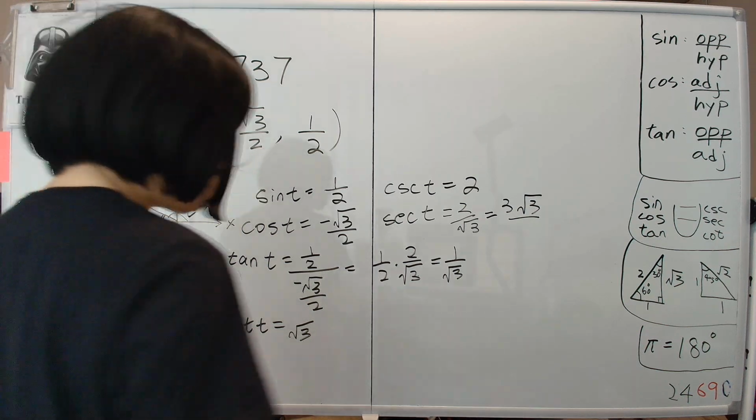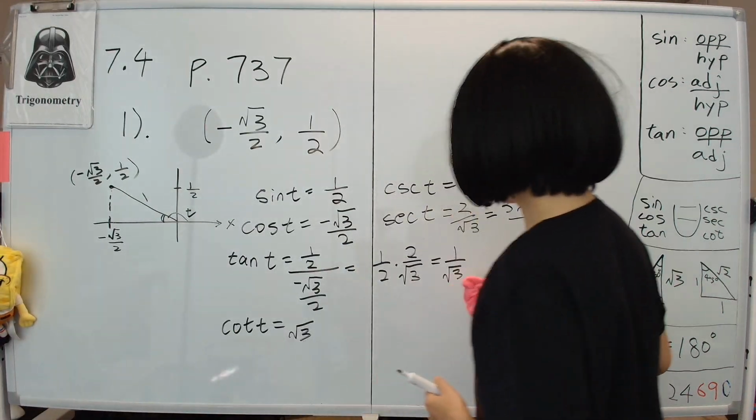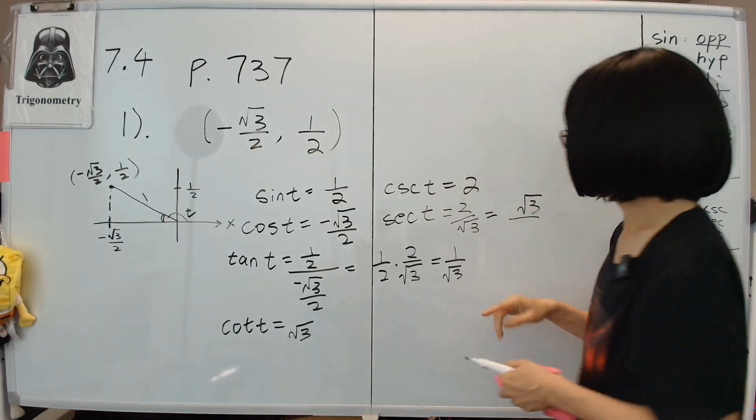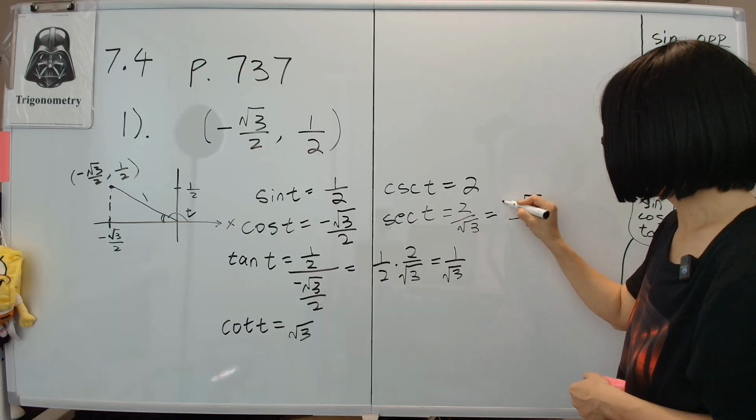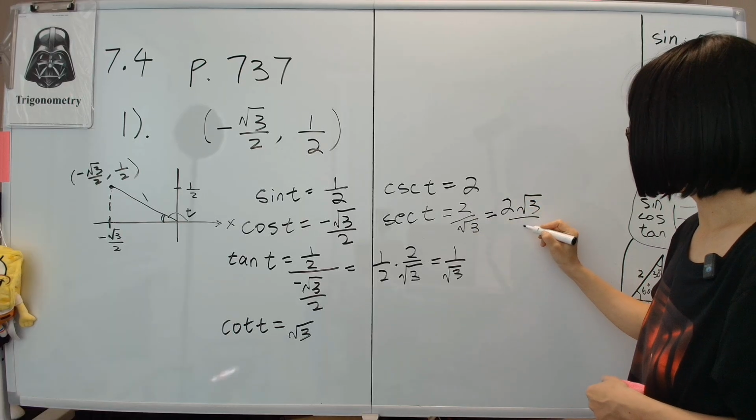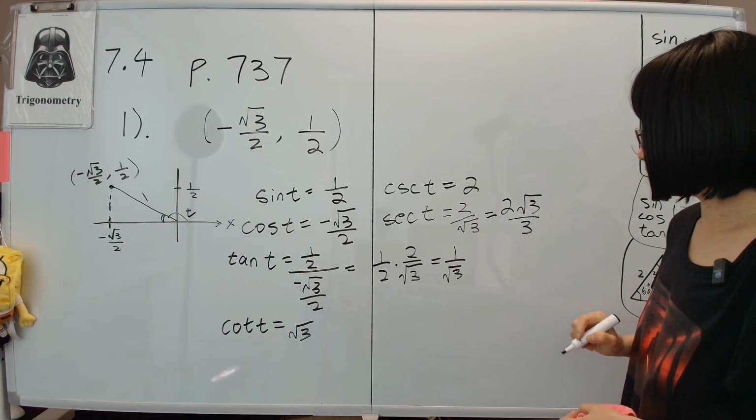What happened to my wipe? There. This was a 2, okay, this was a 2. We'll multiply top and bottom by the square root of 3, and then this is the final answer.